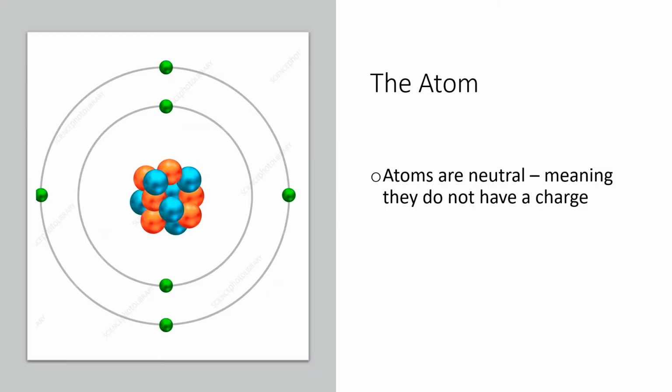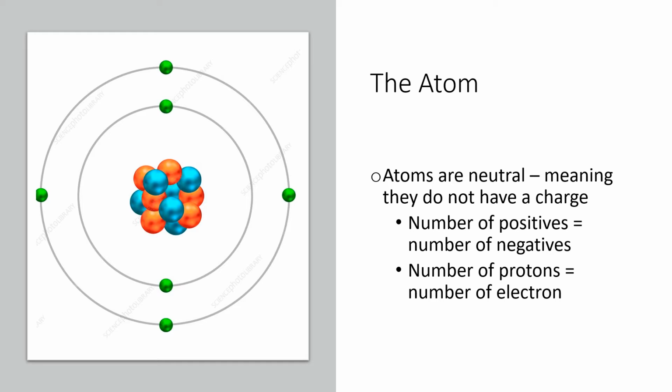Okay, so the atom. The atom is always neutral, meaning it does not have a charge. So we know that the number of positives in the nucleus is going to be equal to the number of negatives that are around it, which means that the number of protons equals the number of electrons.